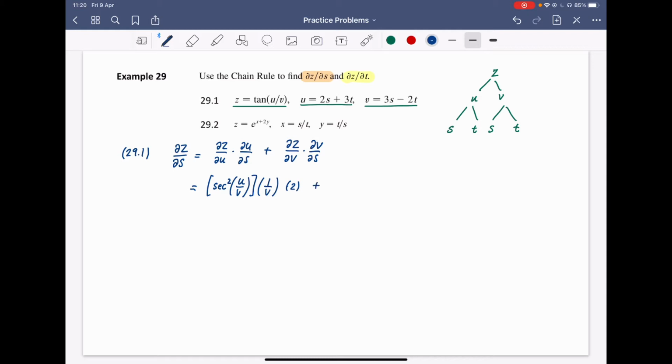All right, so the next term, you get sec²(U/V) again, but this time you differentiate with respect to V. So that means you get U times negative 1/V². And then differentiate V with respect to S, so you get 3. All right, sounds good. So you have (2/V) sec²(U/V) minus (3U/V²) sec²(U/V). Well, this is the answer for question 29.1.